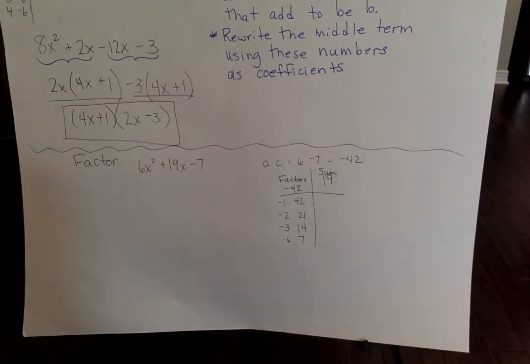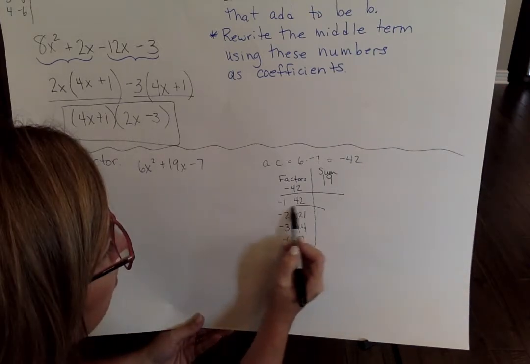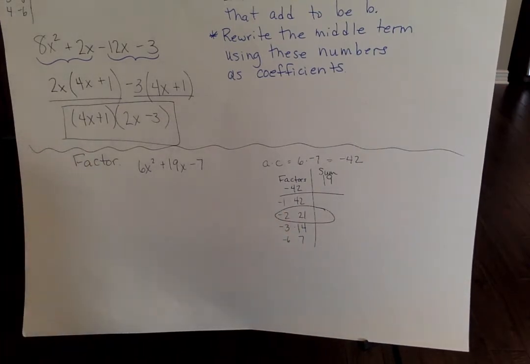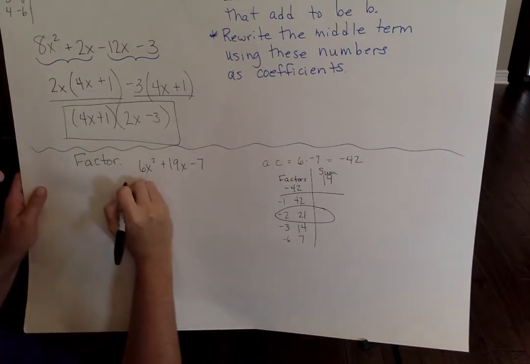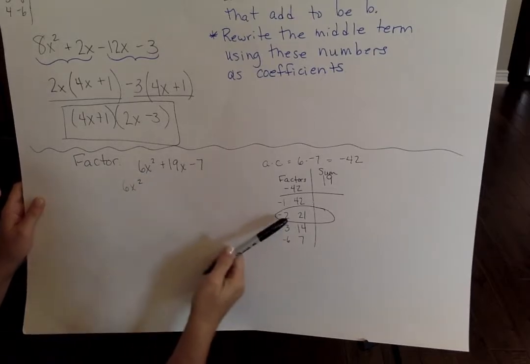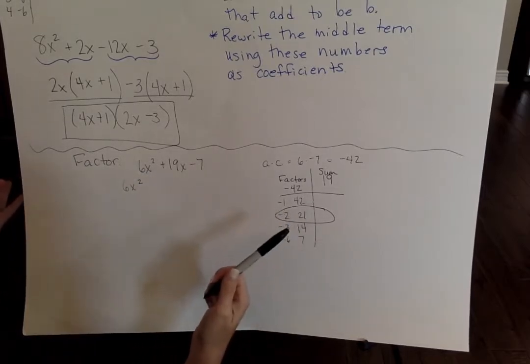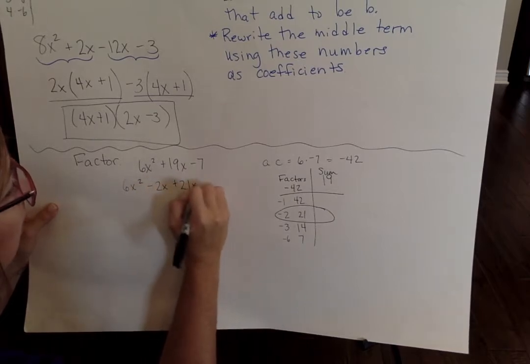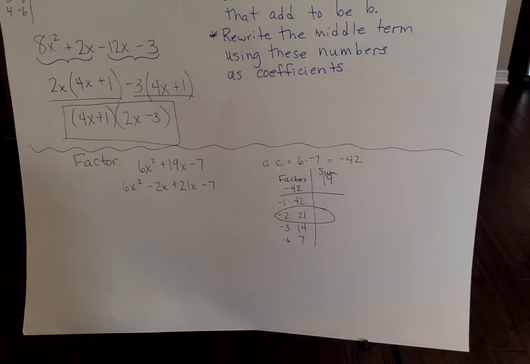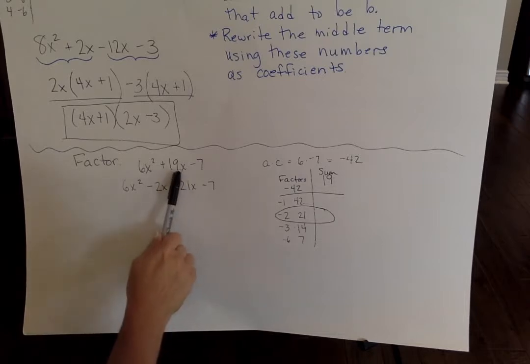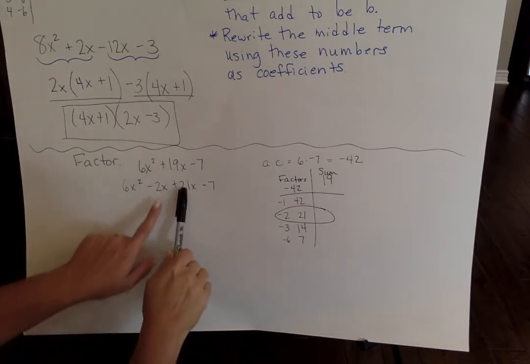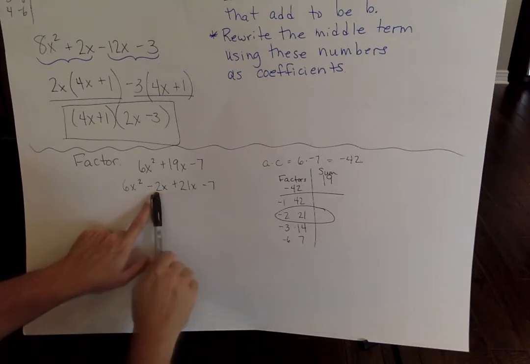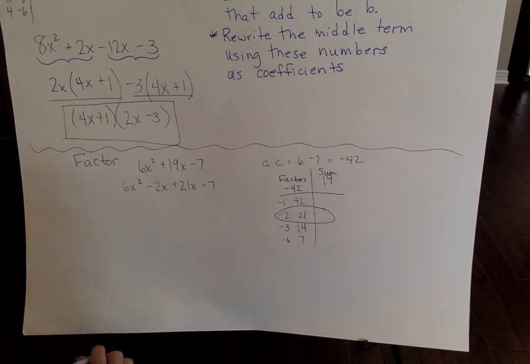Hopefully you can see, and you could have stopped before now, that negative 2 times 21 is negative 42. Negative 2 plus 21 is 19. So we're going to rewrite this problem, 6x squared. It doesn't really matter which one you do, so I'm just going to go with negative 2x plus 21x minus 7. And again, you can see we've strategically taken 19x and split it into two different terms that still equal 19x.